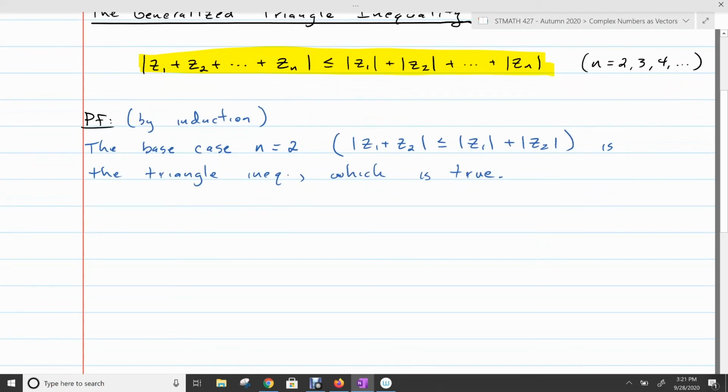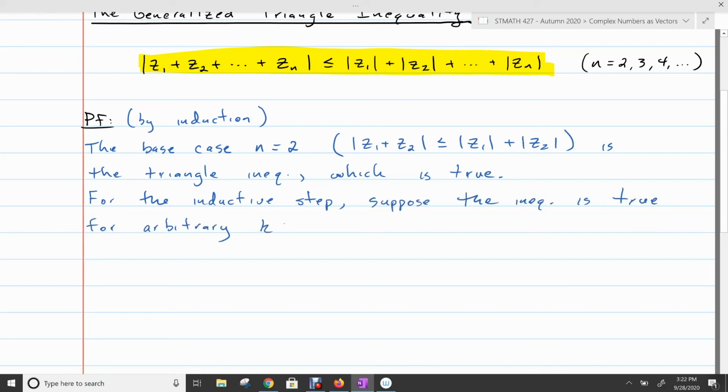Let's assume that we've already proved that that's true, since that's one of your homework problems. And then for the inductive step, you want to suppose that that inequality is true for some arbitrary k being bigger than or equal to 2 here. And then you would consider sort of a k plus first case.